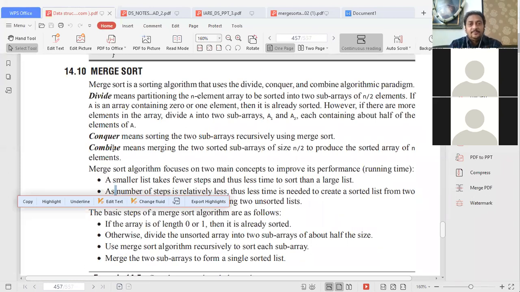Is this clear? Yes, sir. Emma, 87, have you followed it? Okay.